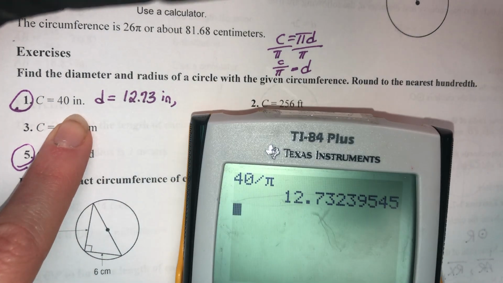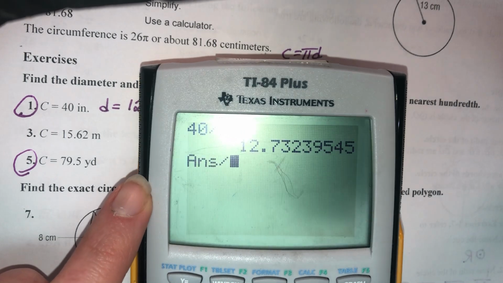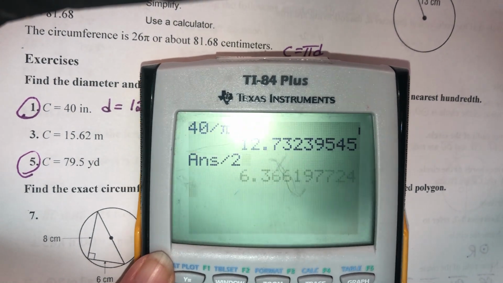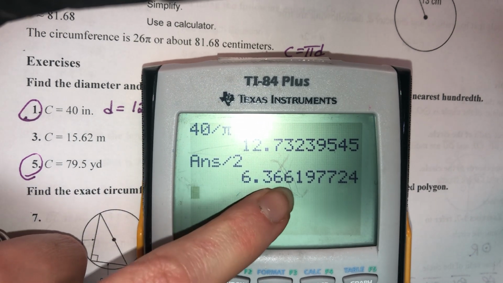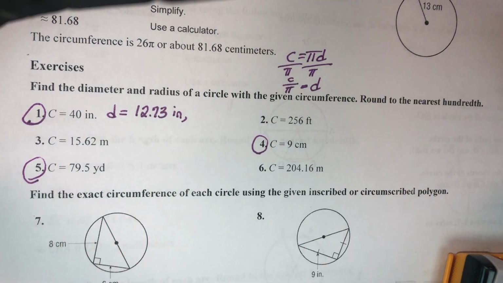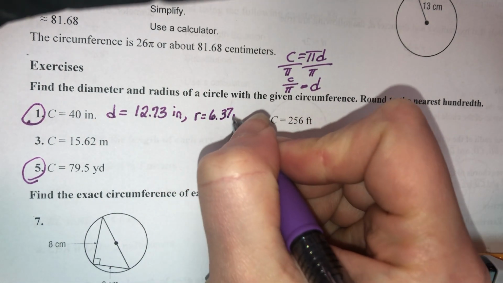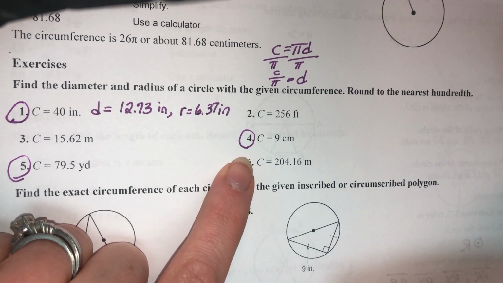And then to get the radius, we're going to take this answer that we just got and divide it by 2, because the radius is half of the diameter. So that gives us 6.37, that's going to round up to 7. So the radius is 6.37 inches. Okay? So now I'm going to do number 4.